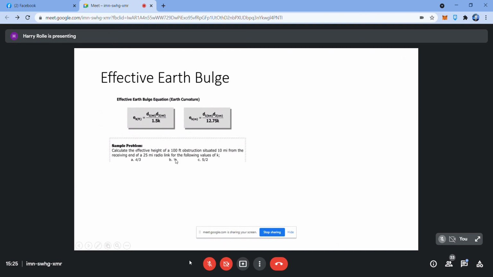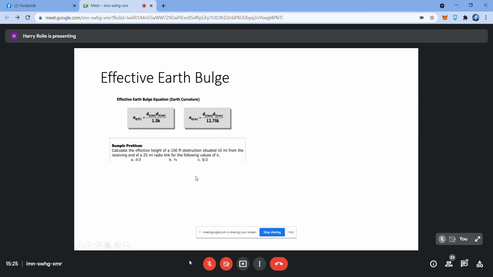So, can you please calculate the effective height of a 100-foot obstruction situated 10 miles from the receiving end of a 25 miles radio link for the following values of K? A, 4/3, B, 1/2, and C, 5/2. So, ano ibig sabihin nun?